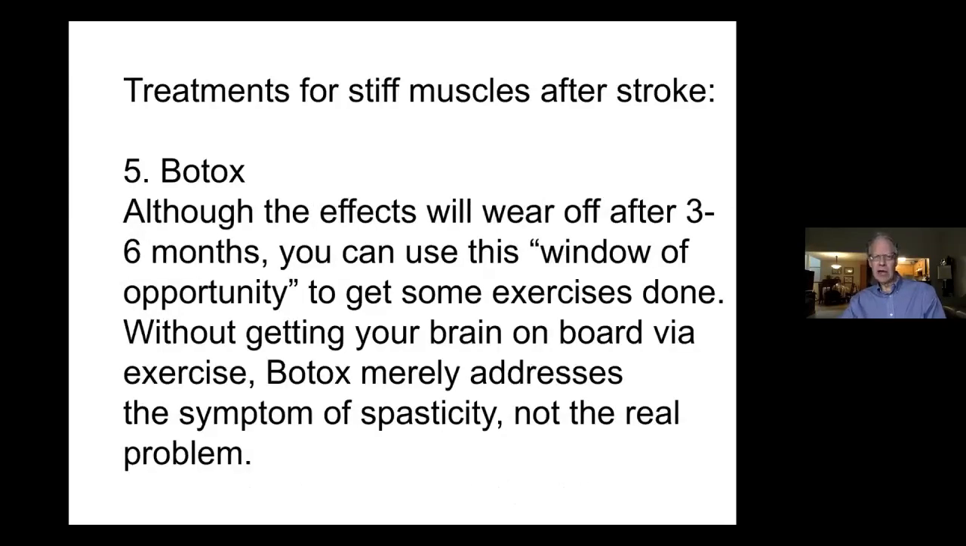Now, the effects of Botox will wear off in 3 to 6 months, but this provides a window of opportunity for you to exercise the affected limb, be it the hand, the arm, or the leg. So Botox addresses the symptom of spasticity, not the problem, but while it's working, it allows you to use that limb. And the more you use it during that 3 to 6 month window of opportunity, the better your arm or hand or leg will be when the effects wear off.